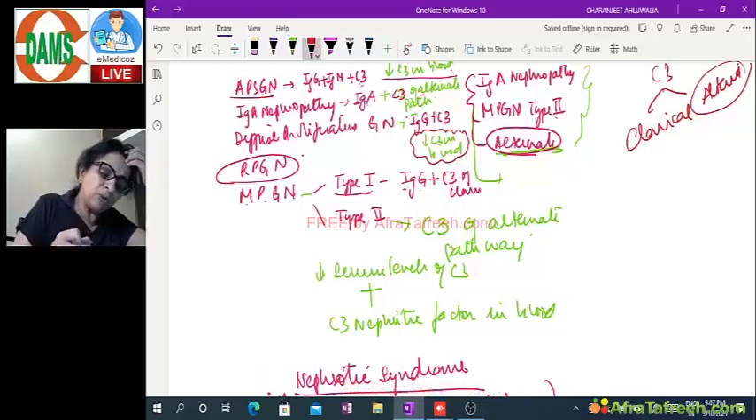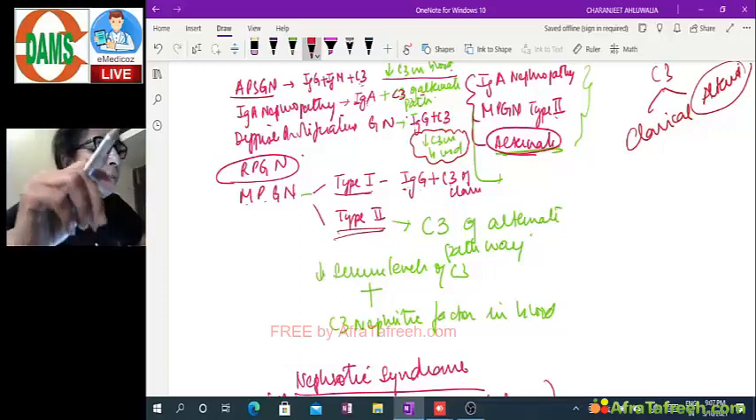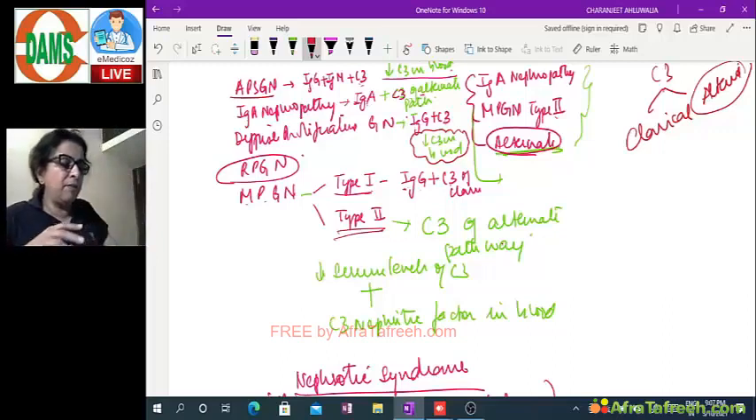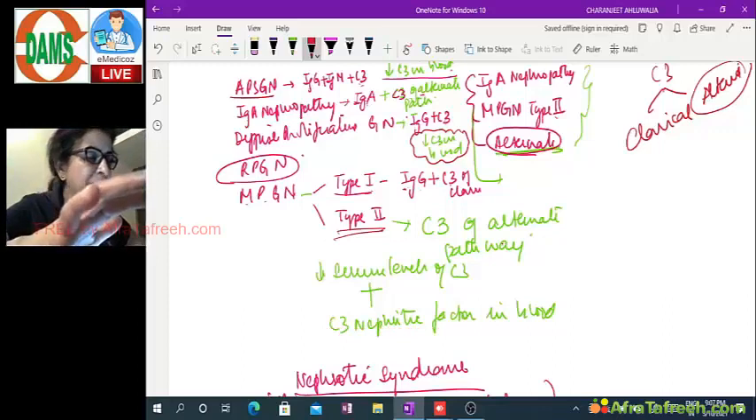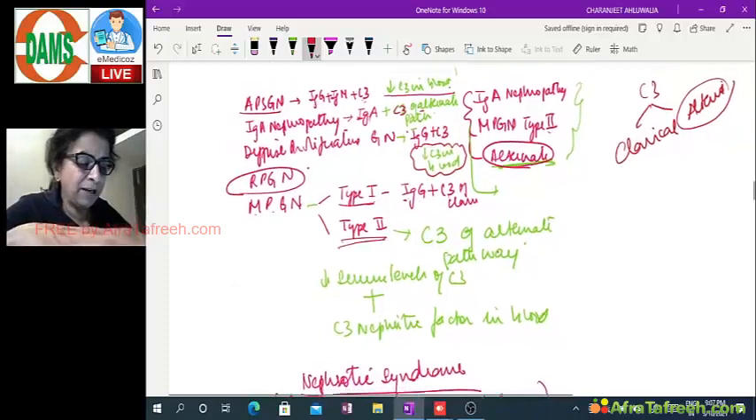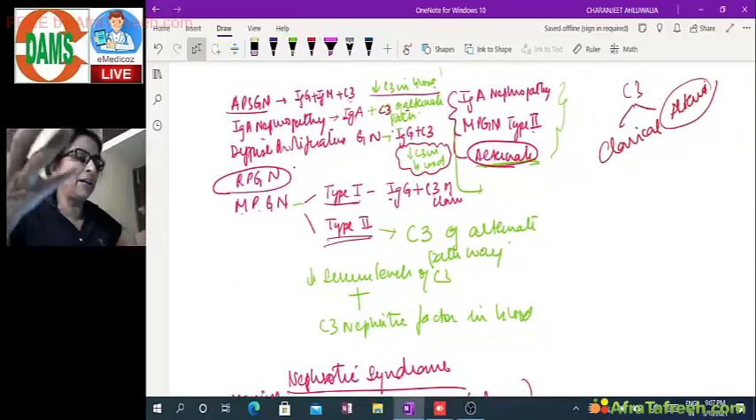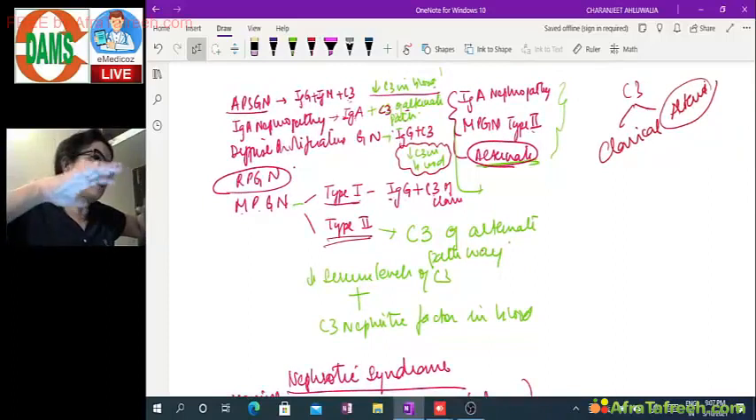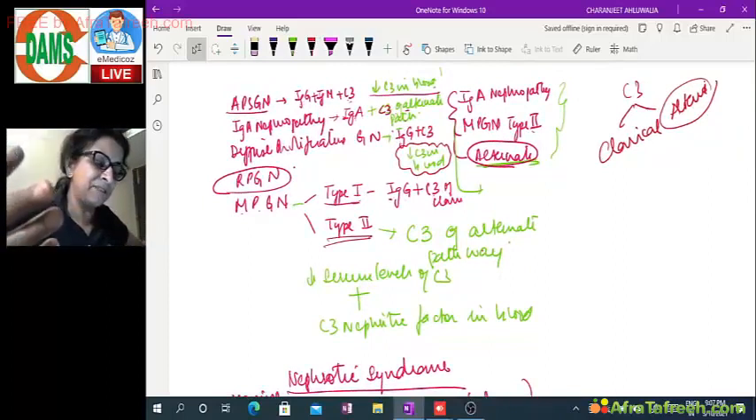In MPGN type 2, no antibody deposition, only C3 of alternate complement pathway is getting deposited in the kidney. Plus, in type 2, serum C3 levels are decreased and these people have C3 nephritic factor in their blood. So in immune complexes, C3 deposits in the kidney. जब भी इम्यून कॉम्प्लेक्सेस डिपॉजिट होते हैं C3 भी होता है, तो ब्लड का C3 लेवल भी, if the C3 is getting deposited in the kidney, it is getting consumed, serum C3 levels may fall down.